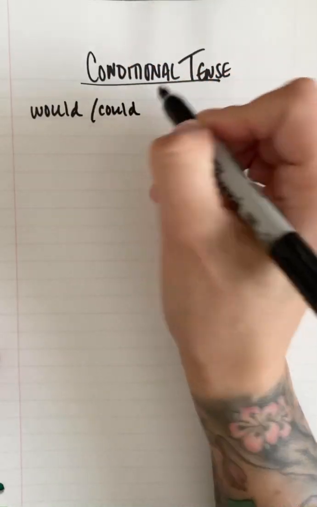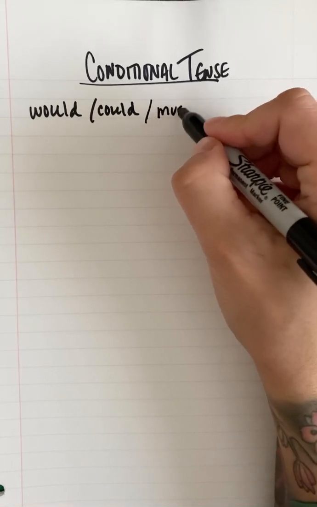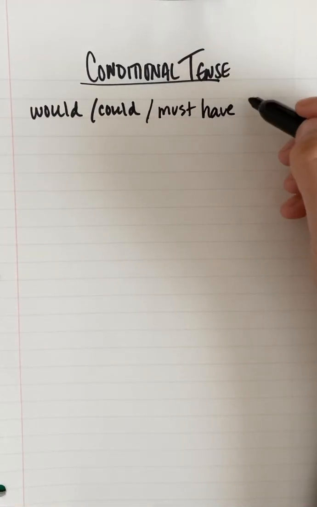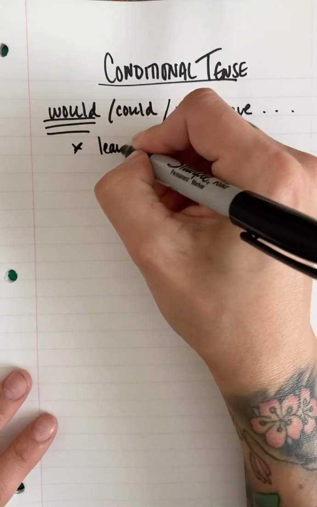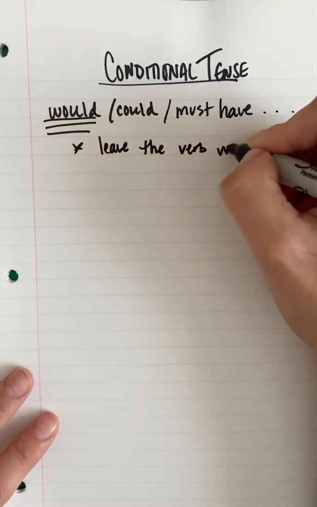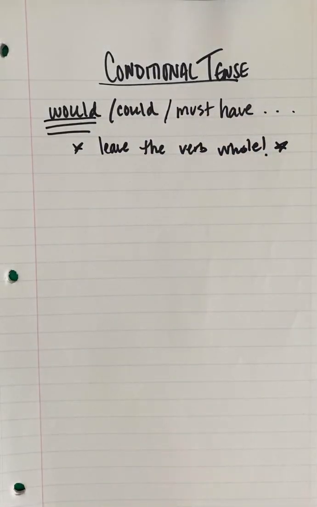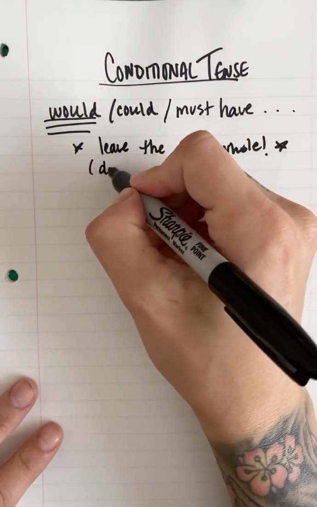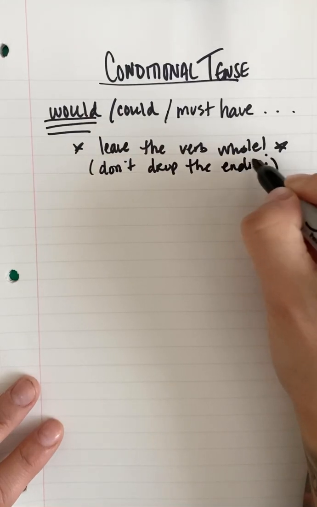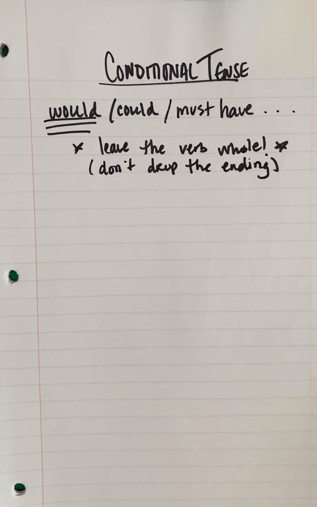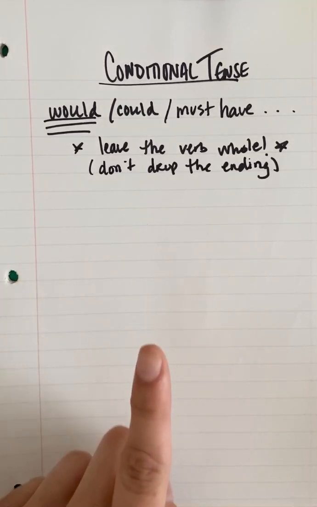So the conditional tense is like saying in Spanish would, could, must have, etc. We're going to really focus on the conditional, meaning would. Would jump, would talk, would sing, okay? So, much like the future tense, you are also going to leave the verb whole. In other words, don't drop the ending. And also, much like the future tense, it's got only one set of endings.